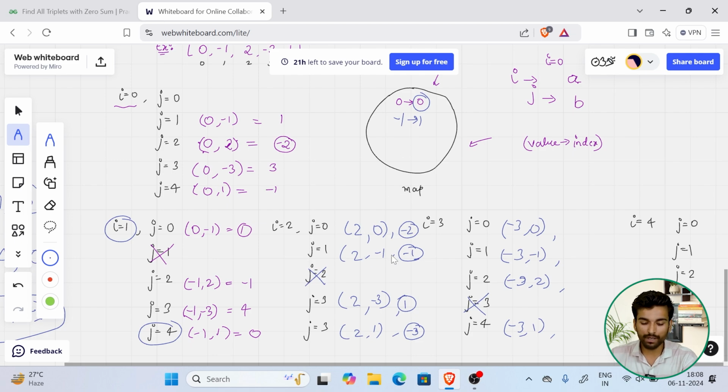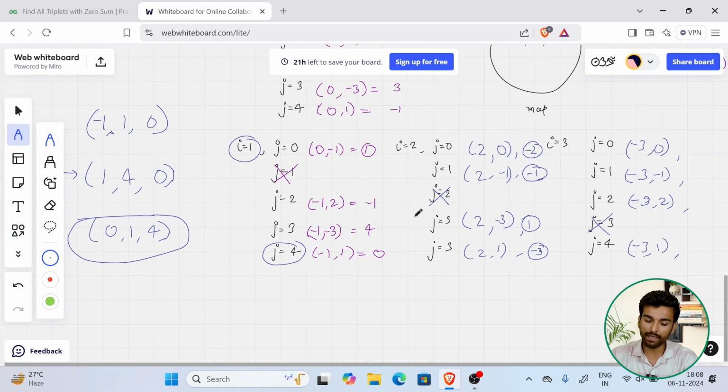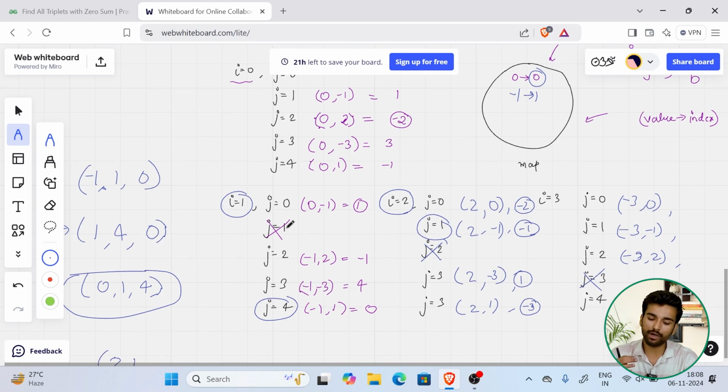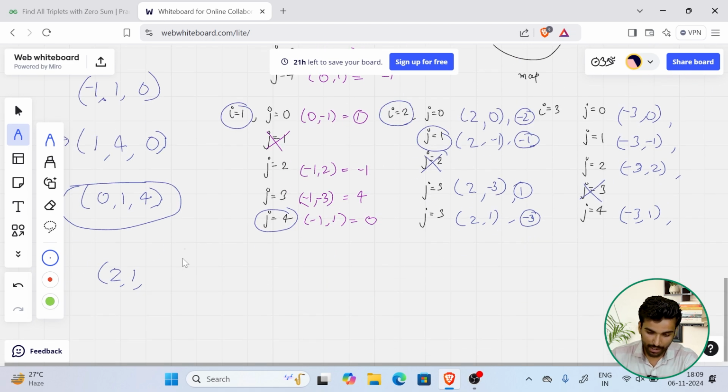So j becomes equal to 1. What will be the sum? The sum will be 1, and if I add a minus sign before that sum, it will become minus 1. Here you can see that minus 1 is already present. So we have got another triplet. What are the indices? The indices are I and j, so 2 comma 1, and I have to find the index of the value minus 1 from my map data structure. Here you can see that the index is coming out to be 1. So I will write 1 here.